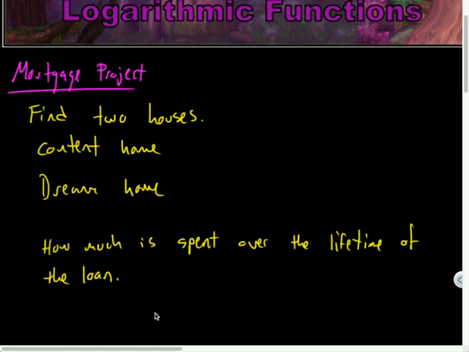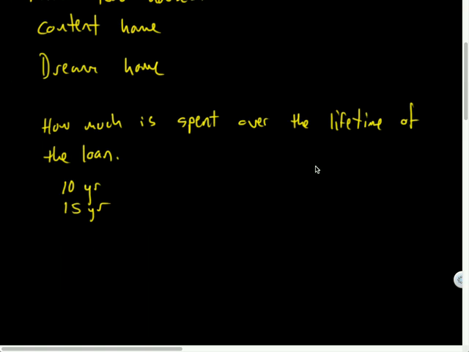And we're going to consider a whole bunch of different lifetimes of loans. For instance, we'll consider a 10-year, 15-year, and I think they go all the way up to 40-year mortgages nowadays. Yeah, 30 is the most common, a typical one. But we'll consider this range of mortgages, and you'll see that depending on how long the mortgage goes for, you'll end up paying many more times for the house. So we're going to see how much is spent over the lifetime of the loan, and we'll compare how much we spend for the content house compared to the dream house.